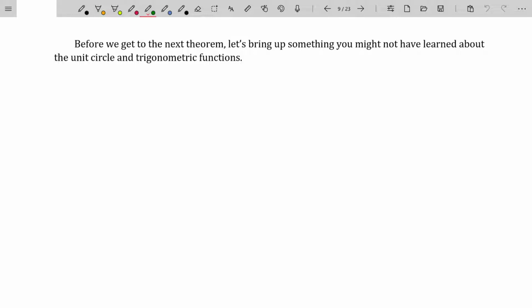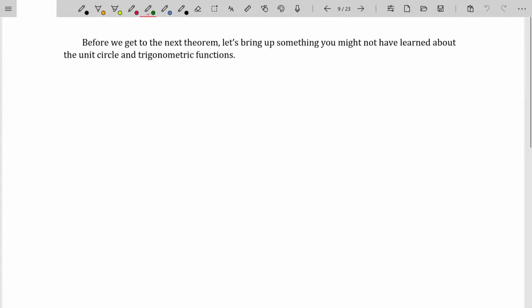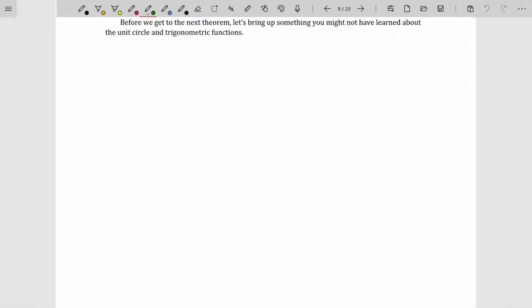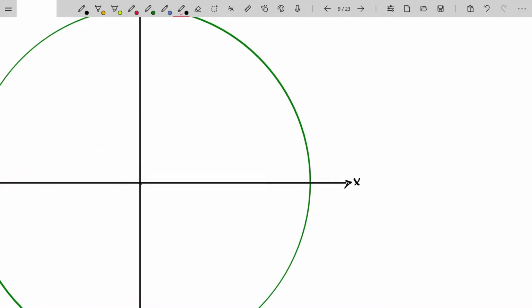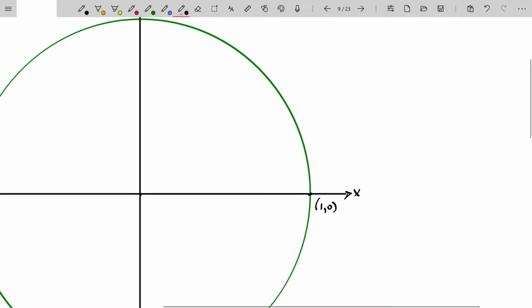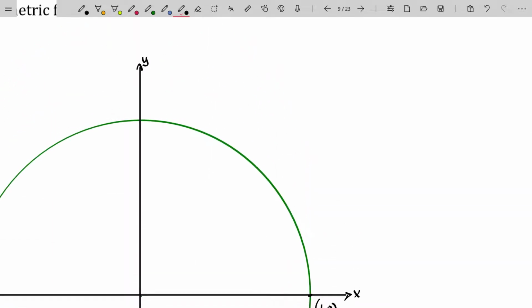Now, before we get to the next theorem, let's bring up something you might not have learned about the unit circle and trigonometric functions. You may or may not have actually learned this, likely not though. Now, let's suppose that you're handed a unit circle. This is x, and here's 1, 0, and again, up above is the y-axis, and this point 0, 1. And you have some point, it's called the terminal point. It's terminal to this arc length t on the unit circle. And in the last video, I called that arc length theta. For now, just for this conversation, I'm going to call that arc length t.